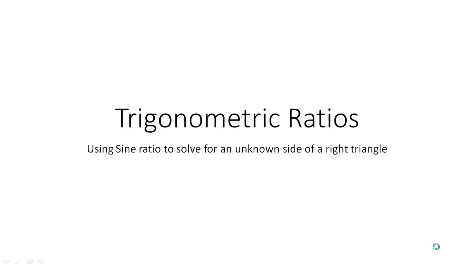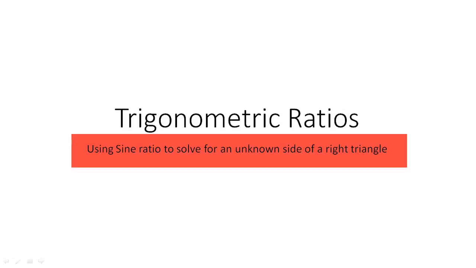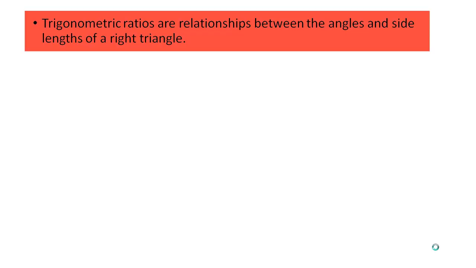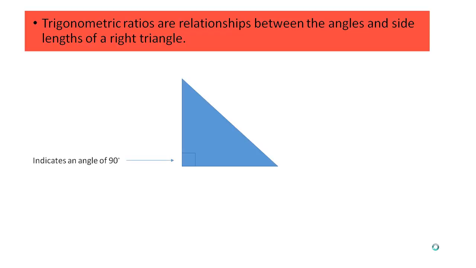In the following video, we will learn how to use sine ratio to solve for the unknown sides of a right triangle. Trigonometric ratios are relationships between the angles and side lengths of a right triangle. The following right triangle can be identified by this 90-degree indicator in the corner.